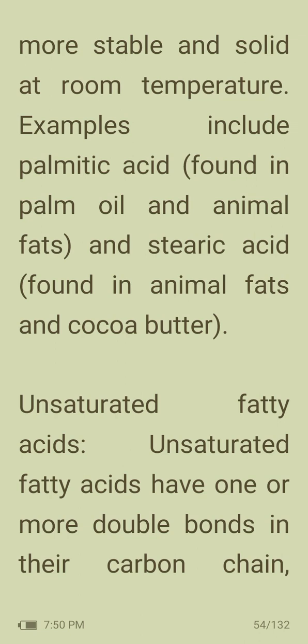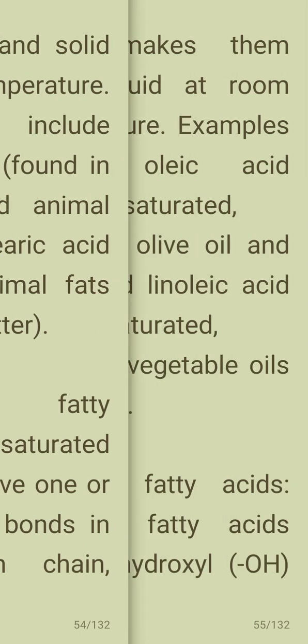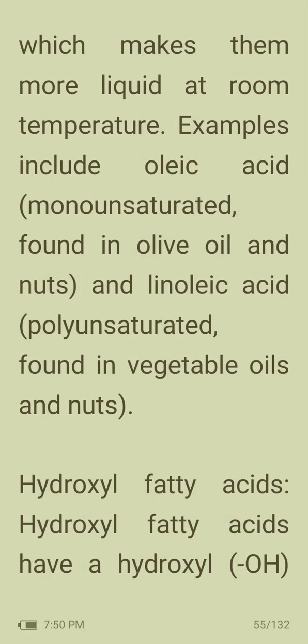Next is the unsaturated fatty acids. Unsaturated fatty acids have one or more double bonds in their carbon chain, which makes them more liquid at room temperature. Examples include oleic acid. As they are unsaturated, that's why they are liquid at room temperature. Examples include oleic acid, a monounsaturated one, found in olive oil and nuts, and linoleic acid, that's a polyunsaturated one, found in vegetable oils and nuts.